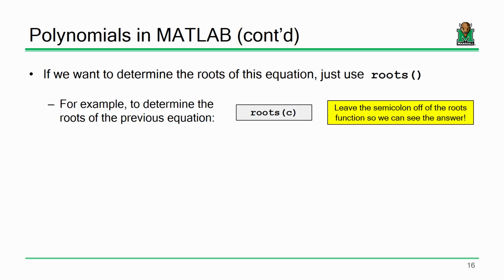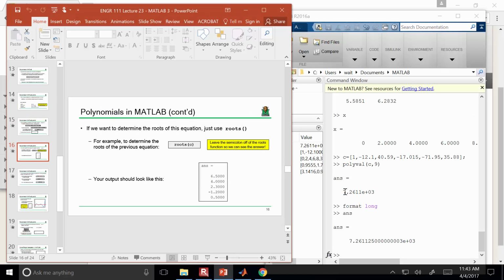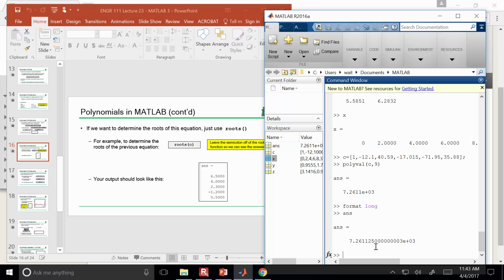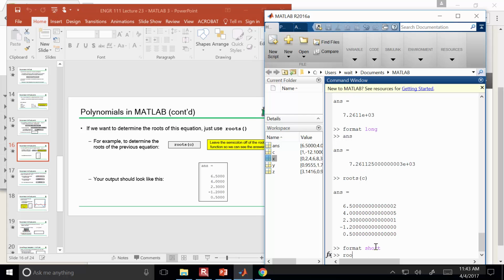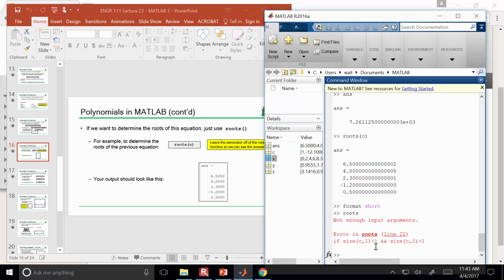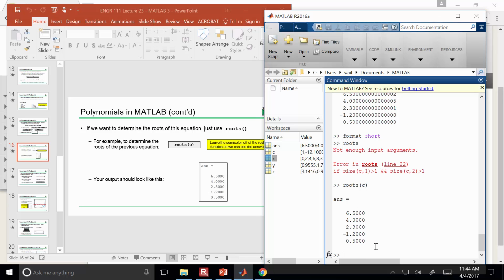Okay, we can also have it solve for the roots of a polynomial. And remember, if you want to actually see the roots, then you shouldn't suppress it with the semicolon. So roots of C. So here it's going to find the roots. Roots of C. There it is.